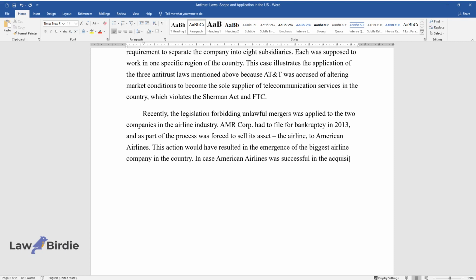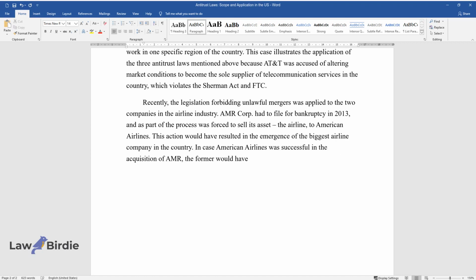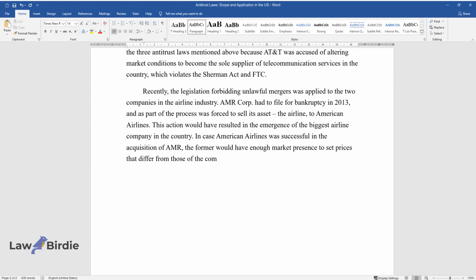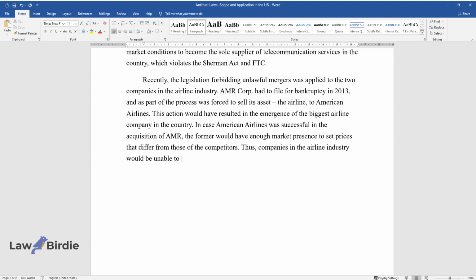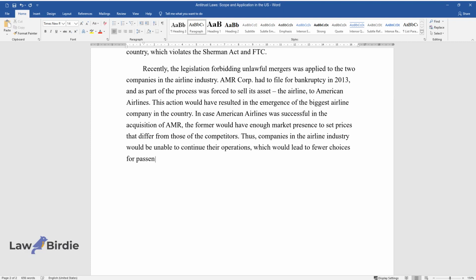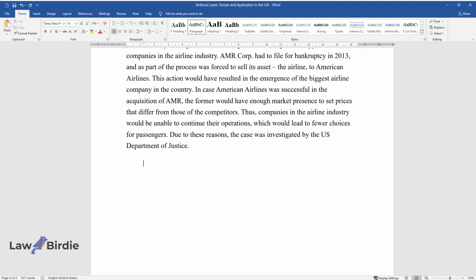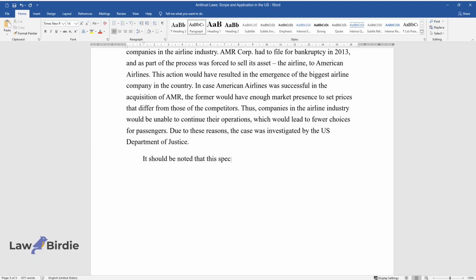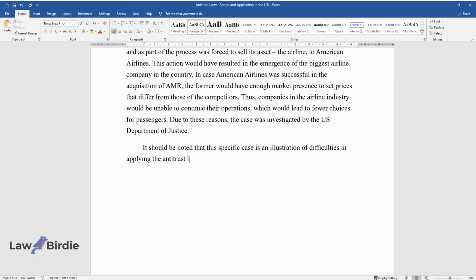In case American Airlines was successful in the acquisition of AMR, the former would have enough market presence to set prices that differ from those of the competitors. Thus, companies in the airline industry would be unable to continue their operations, which would lead to fewer choices for passengers. Due to these reasons, the case was investigated by the U.S. Department of Justice.